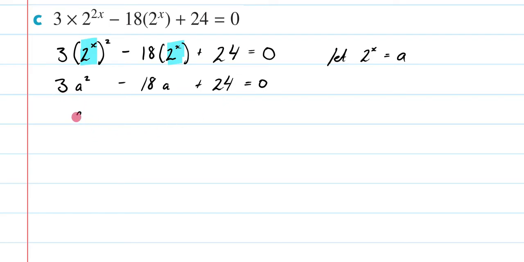So this is going to become a squared. This is going to become 6a. Then this is going to become 8 because 24 divided by 3 is 8. Now I'm going to factorize.